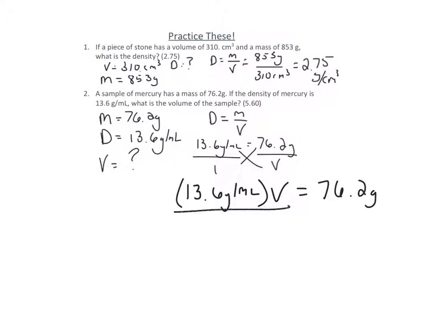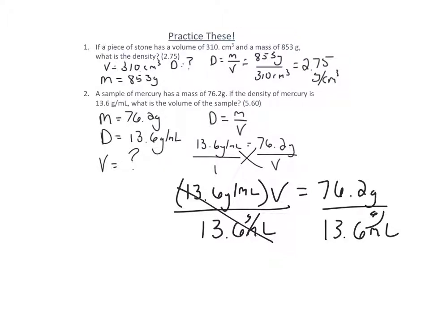And now I'm going to divide both sides by 13.6 grams per milliliter, so it cancels. And now my grams cancel. I'm left in milliliters, which is what I want. So volume equals 76.2 divided by 13.6. Both of those numbers have 3 sig figs, so that's where the 5.60 milliliters comes from.